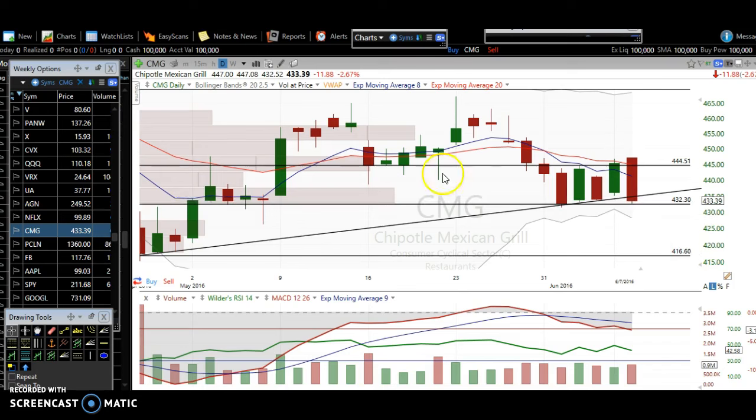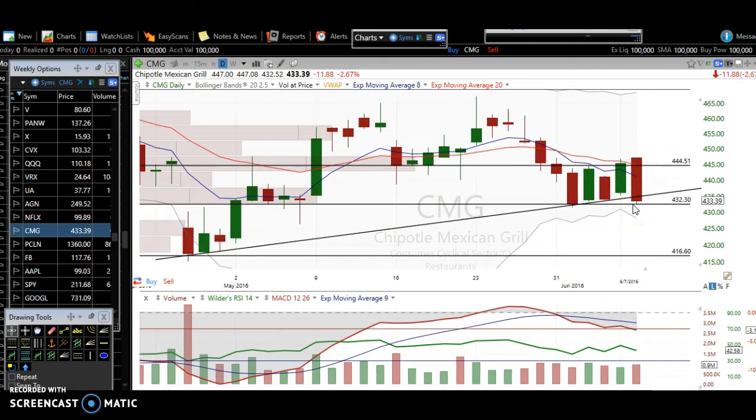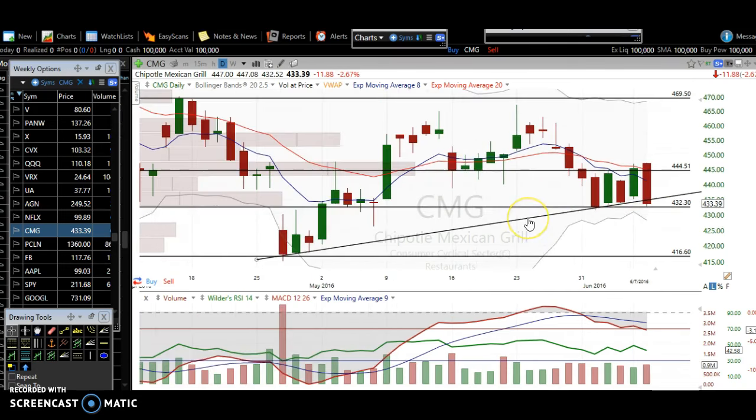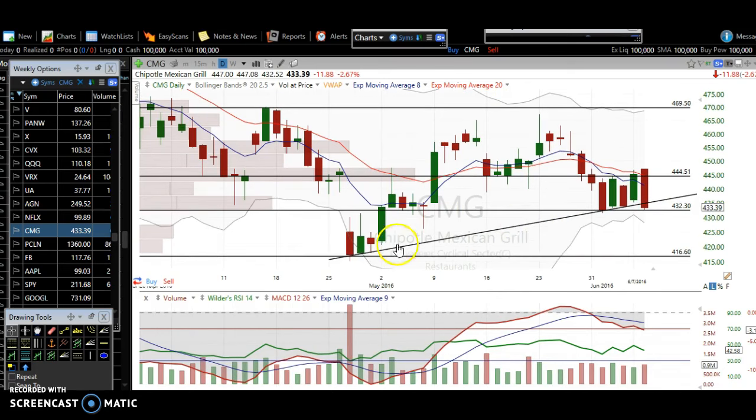That's because of the lows of this candle, this candle, this candle, the open of this candle, the close of this candle, the low of this candle, and today's low. So if we break this level, we're going to come down and tag the support down here at about 417. So a break of 432, and I believe we're going to come down and tag that support at 416.